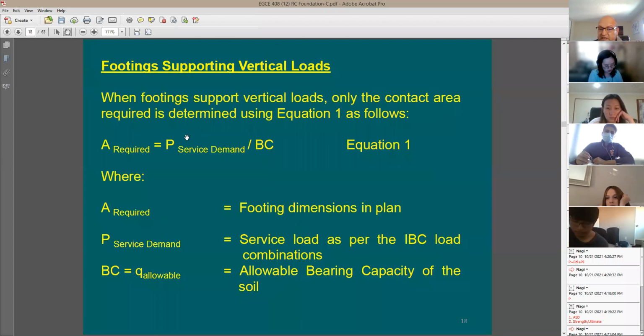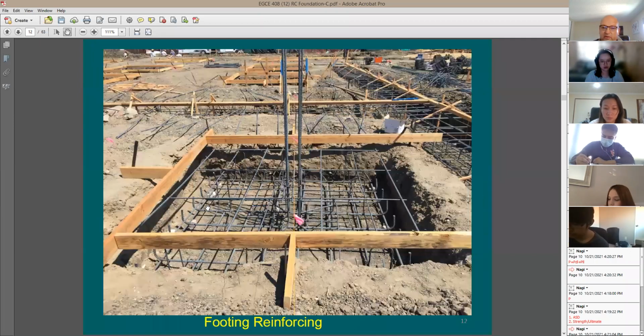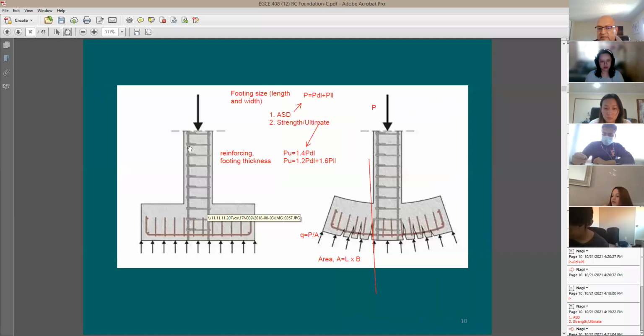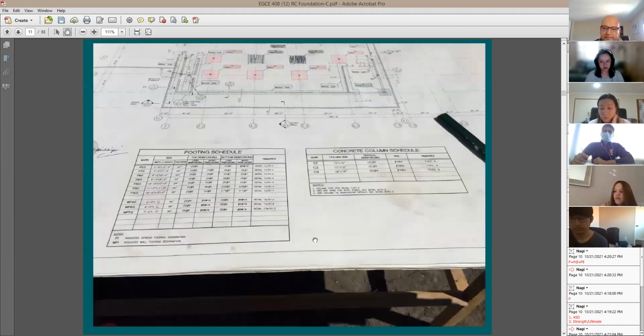So it's going to be equal to P service demand, as it says here, service load as per the IBC load combinations. You need to go to the ASD load combinations and look at how to add this type of loads, divided by the bearing capacity. My understanding is the applied pressure Q is going to be equal to P divided by A, right? We have done this before. I'm going to go a few slides back. This Q, applied pressure, is going to be equal to P, vertical load, divided by the contact area between the soil and the footing.